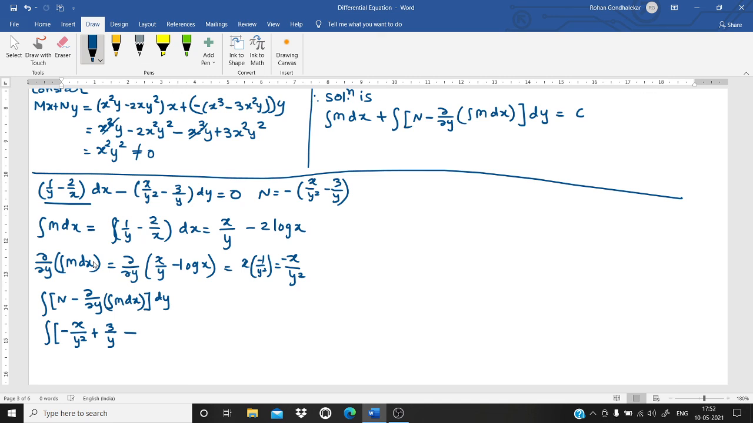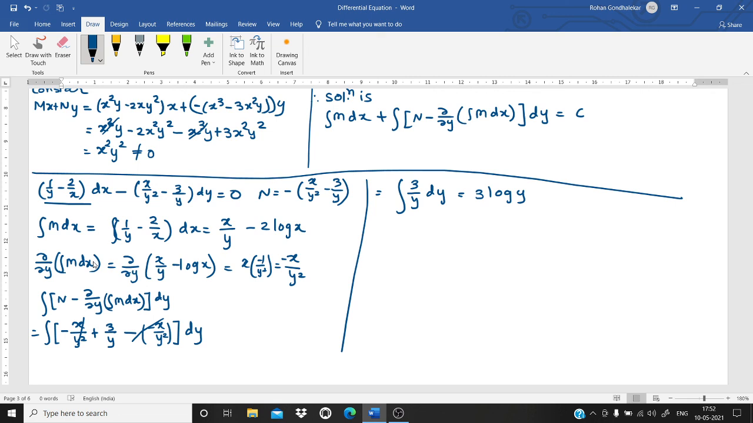So what is its value? Its value is minus x upon y square. Integration with respect to y. Fine. Now what will be the integral here? It's very easy. So this equals the integral. See, this is minus, this minus minus becomes plus, so this entire term will get cancelled. So we get 3 upon y dy. So what is the answer now? 3 into log. Is it okay? So 3 into log y.